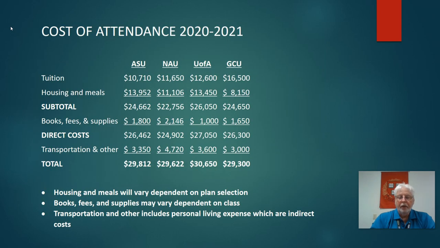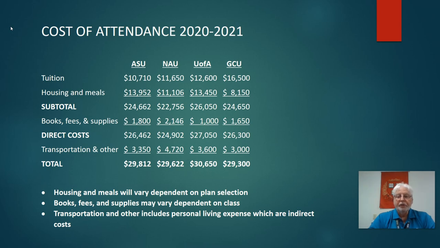When you click on that, you'll see that I've taken the four major colleges in Arizona and listed out their typical costs, their posted costs. So you're going to have tuition, and then you're going to have housing and meals. It subtotals those two items. Then you're going to have books, fees, supplies, and their estimates for those costs. And then you have the direct costs, like we talked about. Then you're going to consider transportation and other.